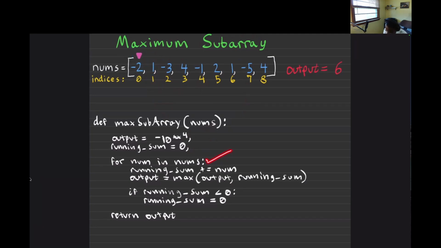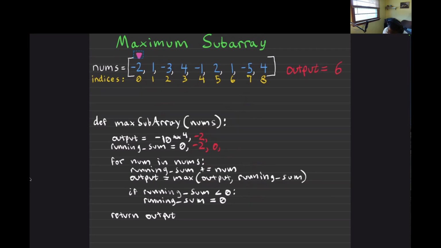So for num and nums, running sum plus equals that num, okay? So 0 plus -2 gives us a -2, okay? Output is equal to the max of output and running sum. -2 is larger than -10 to the 4th power, right? So output now gets updated to be -2, and we continue on, right? But we continue on to this if statement, right? So if running sum is less than 0, it is. So running sum now becomes a 0, okay?